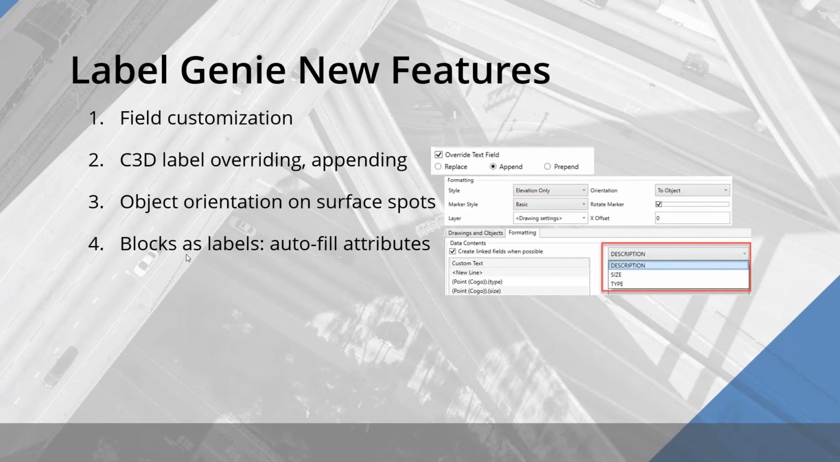We can use blocks as labels now. And within those labels, if you have attributes, Label Genie will autofill those attributes. So we can take properties from COGO points or polylines or alignments or anything. We can automatically insert blocks across those objects and then tell it which attributes within those blocks get filled with what kind of metadata from my anchor object.